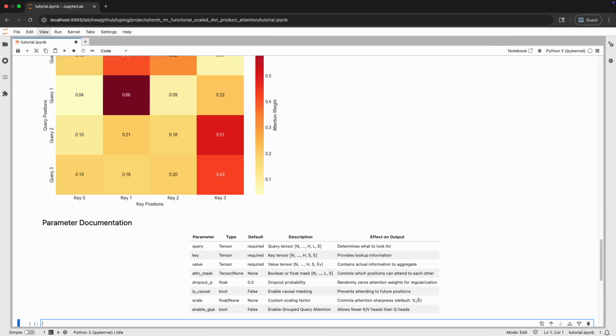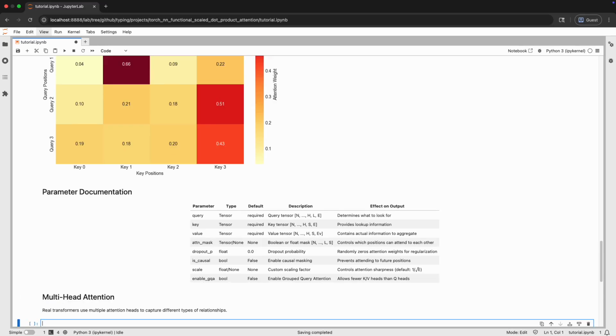Let me show you a comprehensive parameter documentation table. Each parameter has a specific purpose in controlling the attention mechanism. The query, key, and value tensors are required inputs. The attention mask lets us control which positions can attend to each other. Dropout provides regularization during training. The is_causal flag enables causal masking for autoregressive models. The scale parameter controls attention sharpness, and enable_gqa allows for grouped query attention, which we'll explore later.